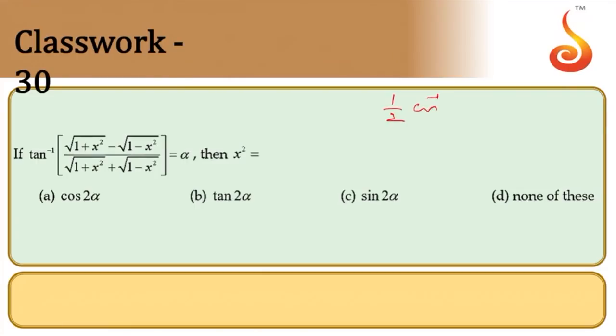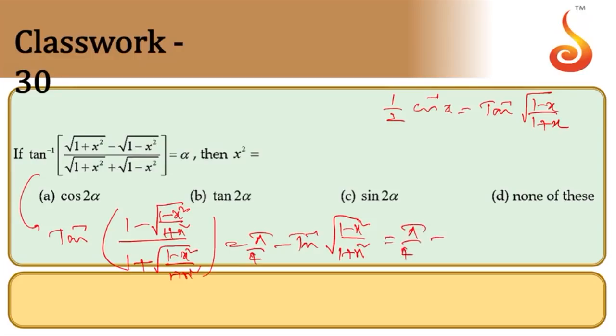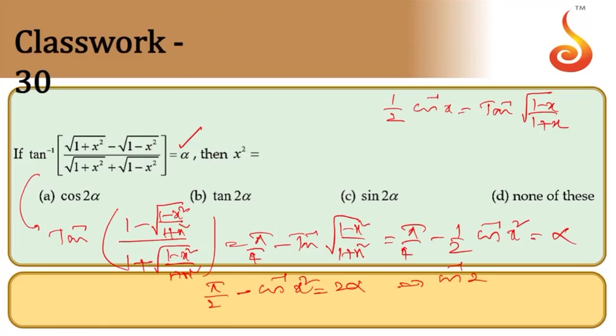Tan inverse. We have one formula here: half cos inverse x is equal to tan inverse under root of 1 minus x by 1 plus x. Using that, this first part can be simplified as 1 minus root of 1 minus x square by 1 plus x square, divided by 1 plus root of 1 minus x square by 1 plus x square, nothing but pi by 4 minus tan inverse root of 1 minus x square by 1 plus x square, which is pi by 4 minus half cos inverse of x square, but that is equal to alpha. So pi by 2 minus cos inverse of x square is equal to 2 alpha.